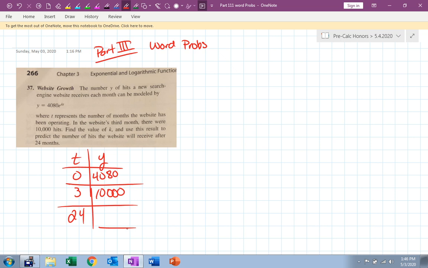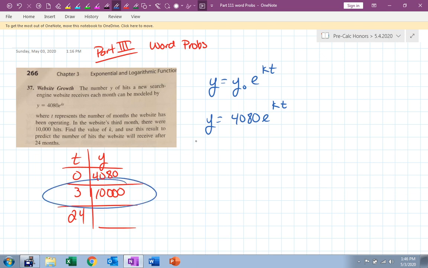So we do just what we did before: y equals y sub 0 e to the kt. But they actually gave us this equation over there. So we know it's y equals 4080 e to the kt. I need to figure out k. To figure out k, I'm going to use 3 and 10,000.